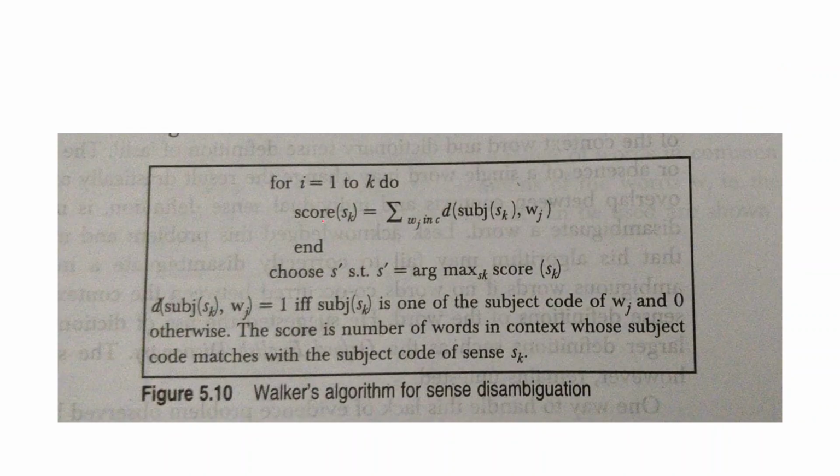Okay, so this is the algorithm given in the textbook. So for i equal to 1 to k, because we have k senses associated with the word W, you find the score for SK. For each of the SKs we find the score. So the score is taken for each of the words WJ in the context. In the sentence C, for each of these words, you find out what the subject code of SK, the sense, and the subject code of WJ, the word which we are trying to look at. So you find whether there is an overlap. So this function is actually defined like this. It will be a 1 if the subject code of SK and the subject code of WJ are the same. Otherwise, it will be a 0. Okay, so based on this, you find the score.